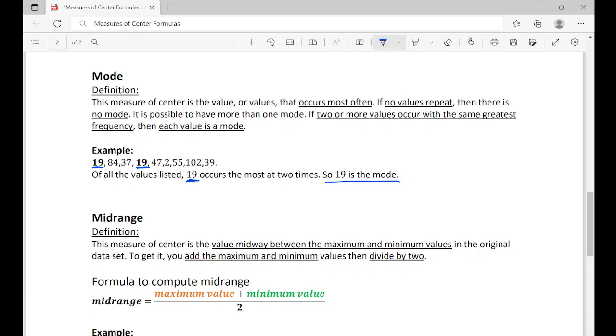But if we had another value, say 47, just as an aside, well, we see that 47 occurs twice. If that's the case, you would have 19 and 47 as the mode. So if two numbers occur the most, then those are the mode. But remember, if there is no number that occurs more often than any of the others, then there is no mode.